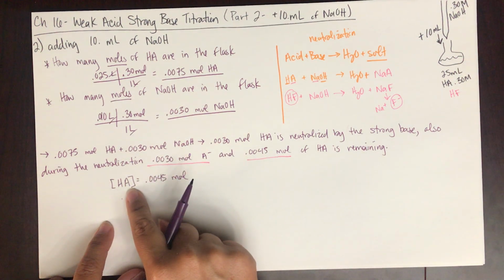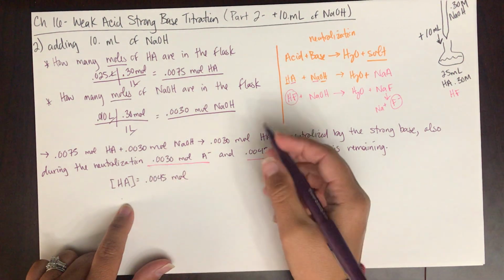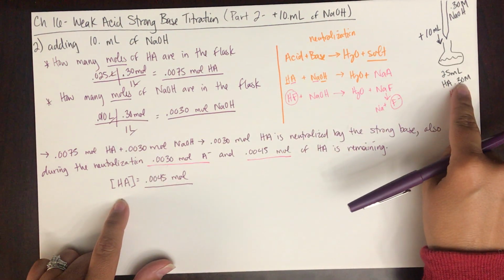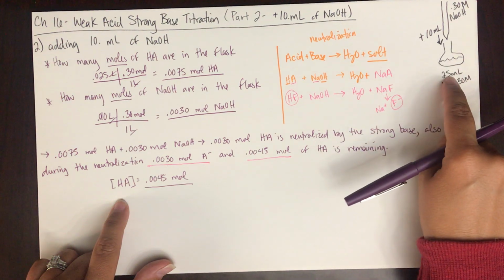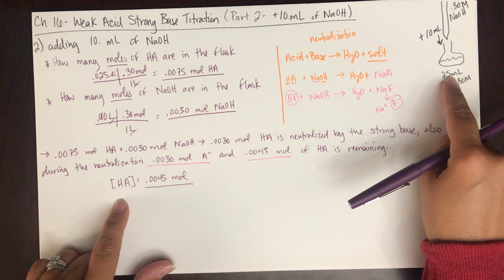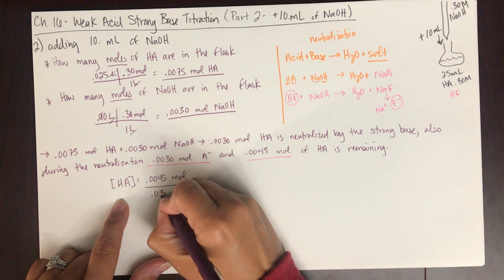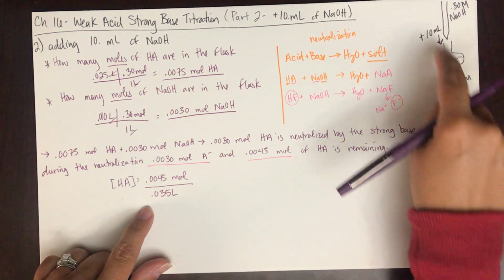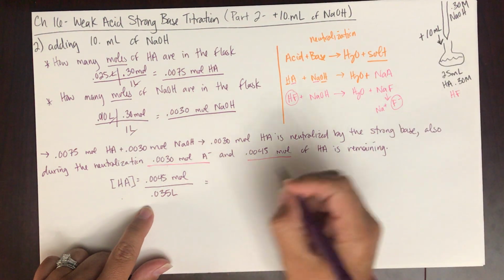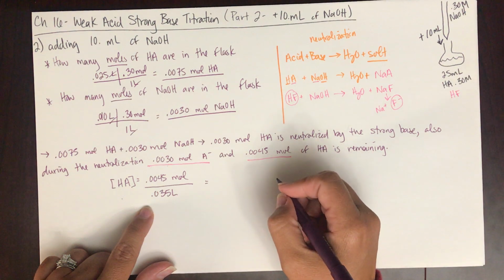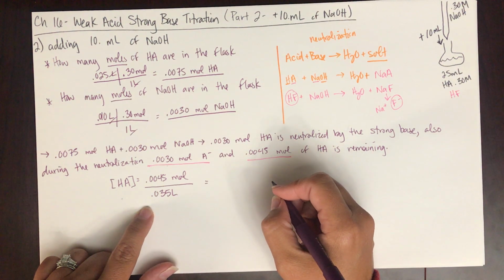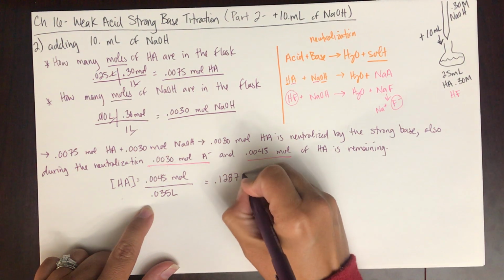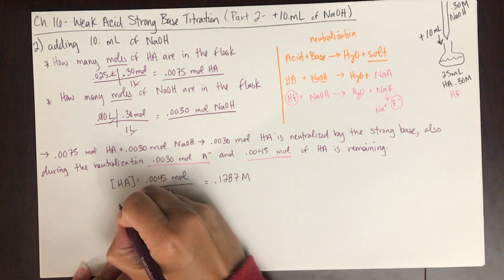I'm going to solve for the concentration. If I have this many moles, what is my new volume? Well, I'm going to divide moles per liter. Well, what's my total volume in here? 10 milliliters plus 25 milliliters. It's going to be 35 milliliters, or 0.035 liters. It's important that this volume contains the volume of base that you added. So 0.0045 moles of HA divided by a new volume of 0.035 liters equals 0.1287 molar.